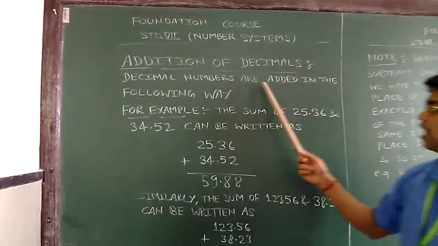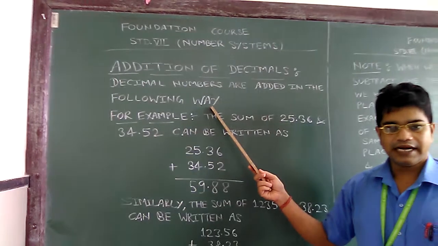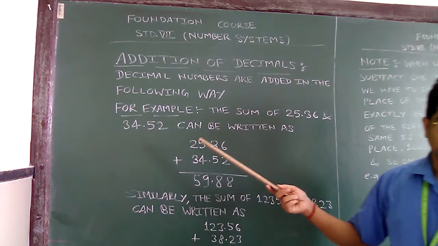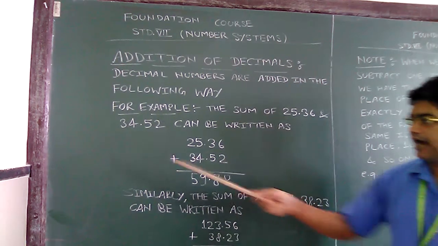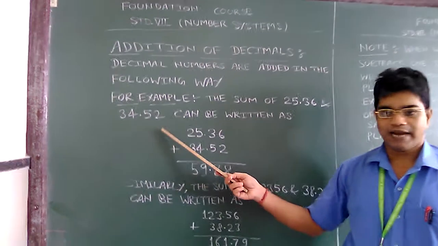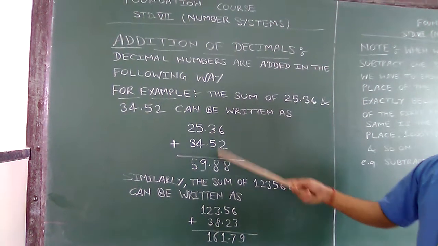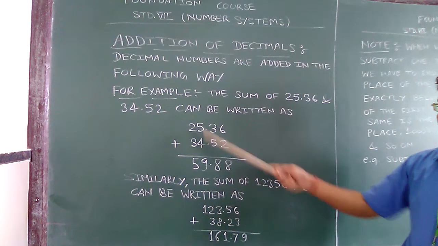Decimal numbers are added in the following way. Let's try to understand addition of decimal numbers through illustration of this example. Suppose I want to add 25.36 and 34.52. See how they are added. 6 plus 2 is 8, 3 plus 5 is 8, below decimal, then 5 plus 4 is 9, 2 plus 3 is 5.